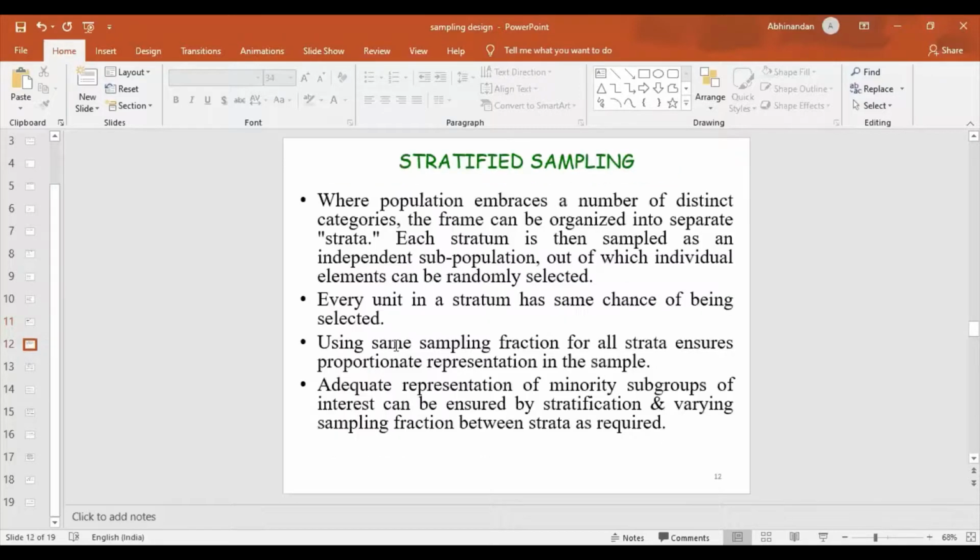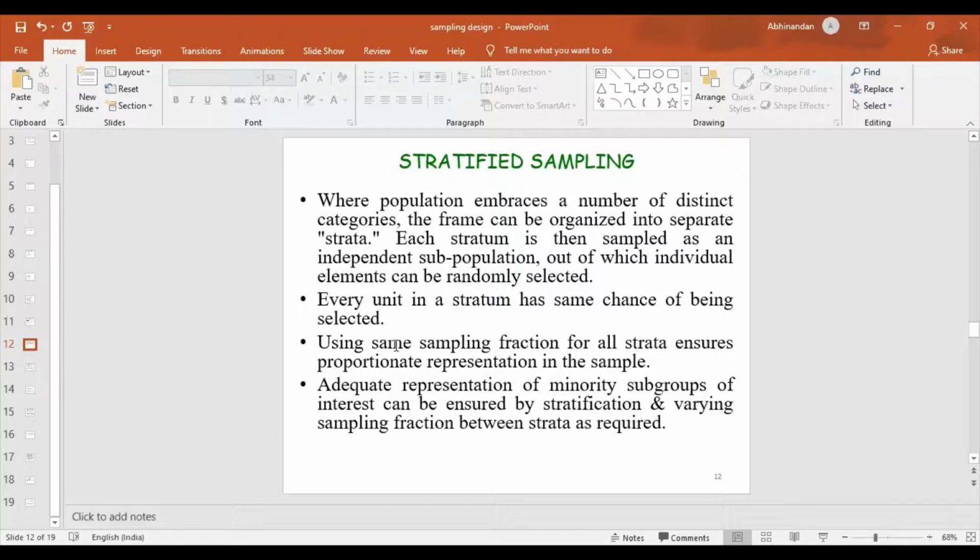And next one is stratified sampling. Stratified sampling means when the population size is very large and involves a huge number of categories, and I want a minimum number of units included from each category.